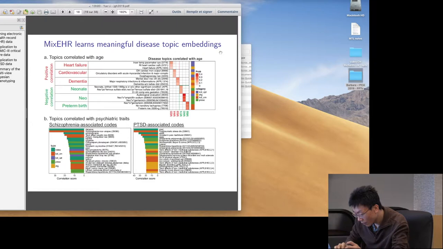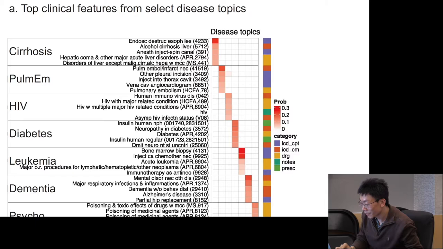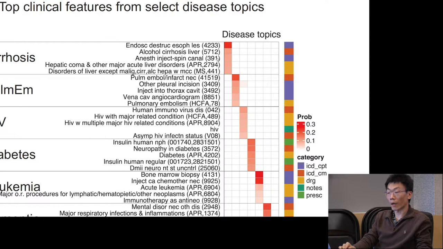Not sure you can see this. Probably not. Here we pick the top five per topic, and we pick six topics. We actually learned 75 topics, but of course we can't show everything in one slide, so this is just for illustration purposes. The labels are something that I put in, based on what the model learned. I think this one is related to cirrhosis; you can correct me because I'm not a doctor. And this one is pulmonary embolism.